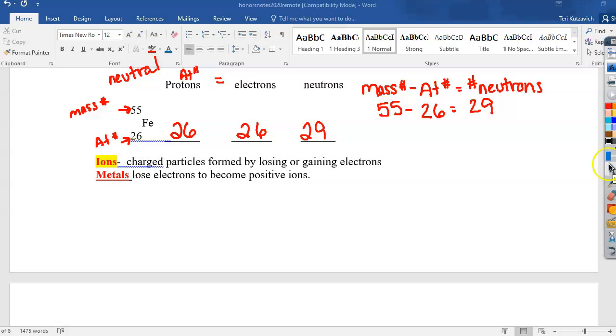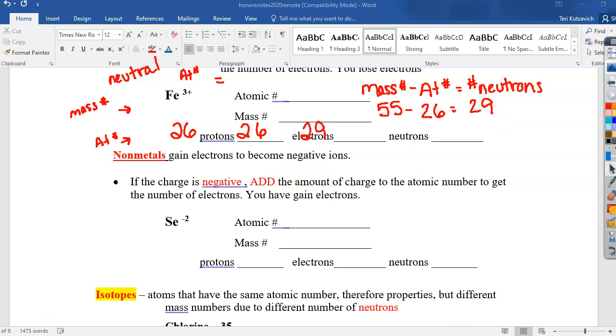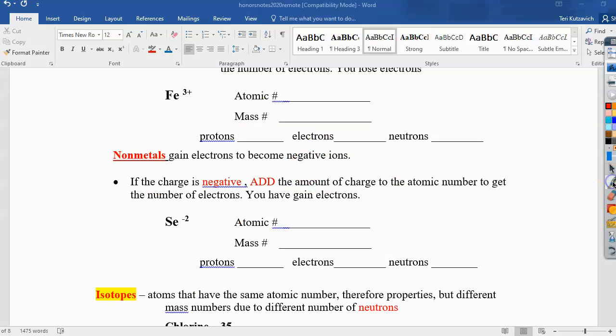Going to the next one. The next one is the same element. It's still iron, but this is an ion. Remember, ions are charged substances. This is a cation, a positive ion. That plus 3 tells you that you lost 3 electrons. So look on the periodic table. Iron's atomic number is 26. The atomic mass is 55.845. To get the mass number, you round it. So this would be 56 is your mass number, because the 8 rounds the 5 up.